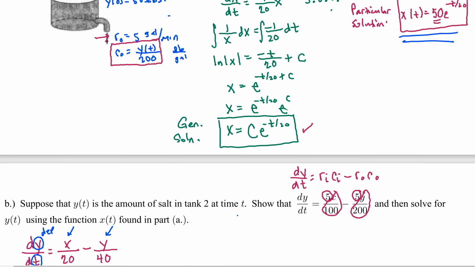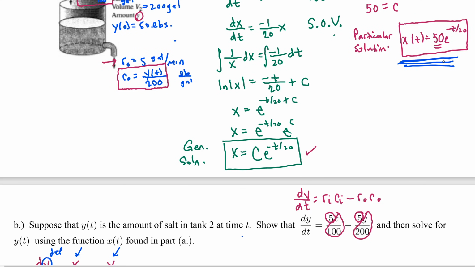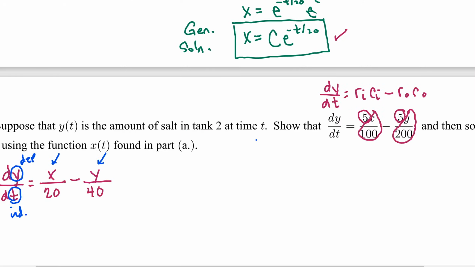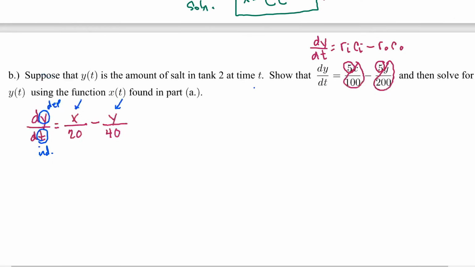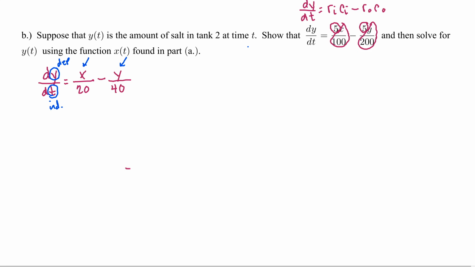And we can do that because we've already solved for x in terms of t. So I'm going to take 50e to the negative t over 20 and plug it in for x in this differential equation. That will give us dy over dt equals 50e to the negative t over 20 divided by 20 minus y over 40. So this is a linear first-order differential equation, and we can solve it with an integrating factor as long as we have it in the appropriate form.